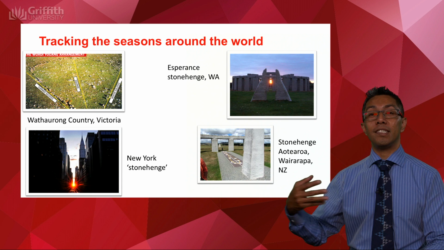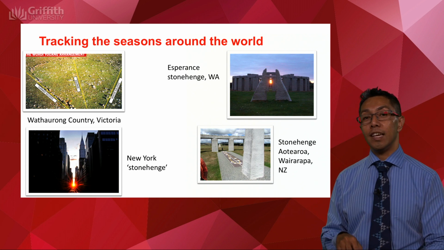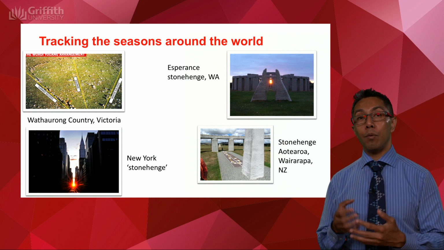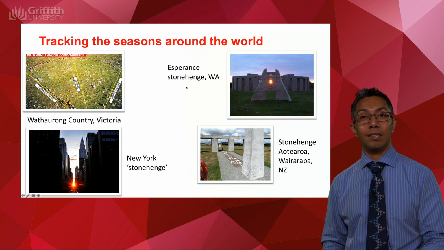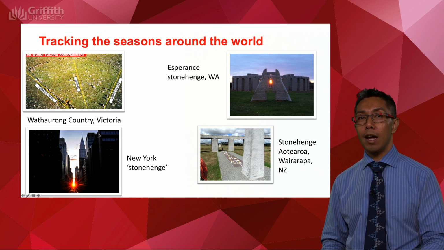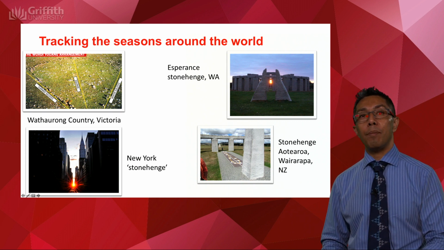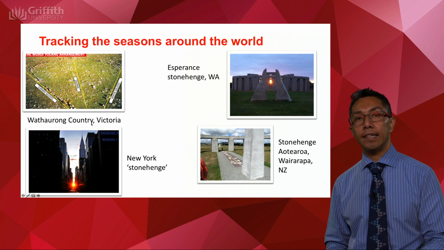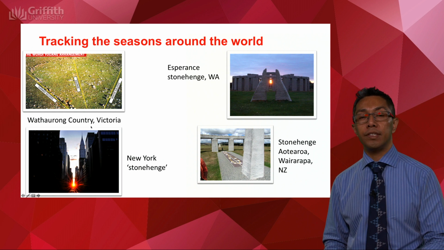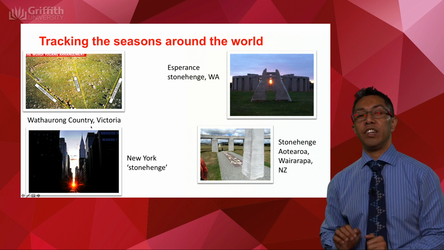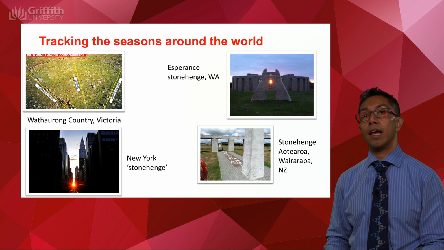And also there are some examples of ancient structures here in Australia which were very much about tracking equinoxes and solstices. Over here in Wathaurong country down in Victoria, there's a bunch of stones, and you would stand somewhere down here where the Y was, and you would use those marker stones to figure out what time of year it was. So it's essentially a large calendar.